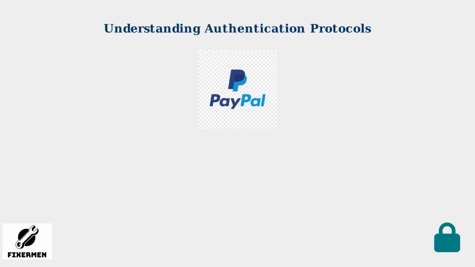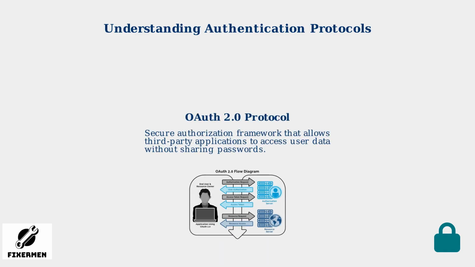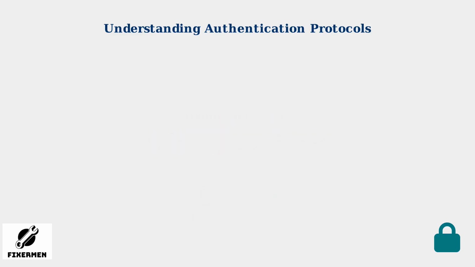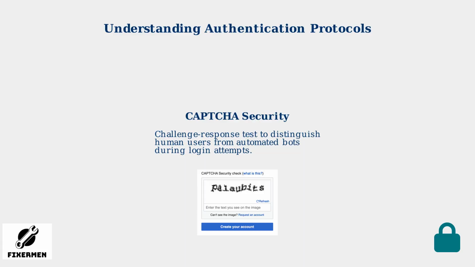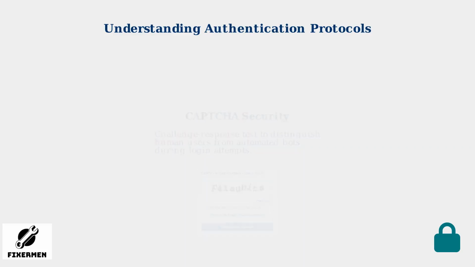PayPal employs several authentication protocols to ensure secure logins and protect user accounts from unauthorized access. The primary protocol is OAuth 2.0, a secure authorization framework that allows applications to access user data without requiring direct password sharing. PayPal also uses CAPTCHA, a challenge response test that presents distorted text or images to verify that a human user is attempting to log in, preventing automated attacks.